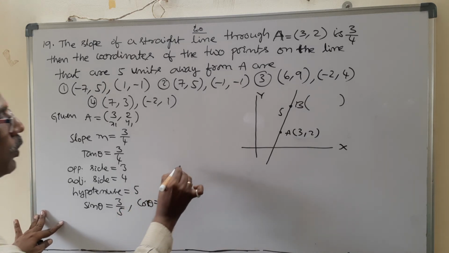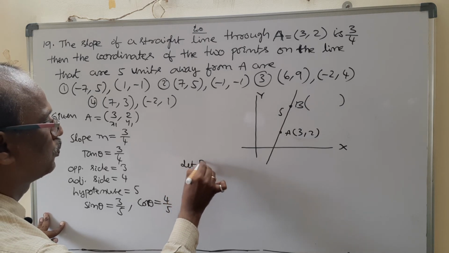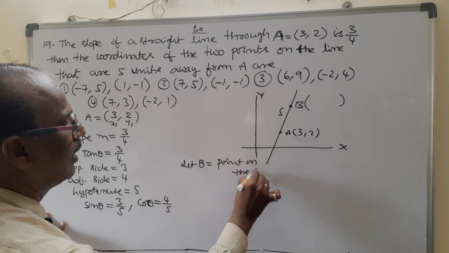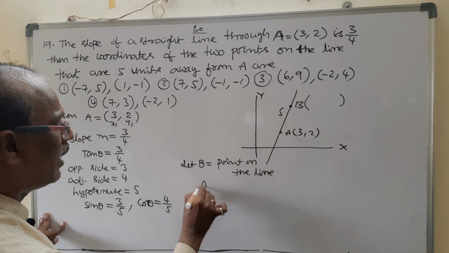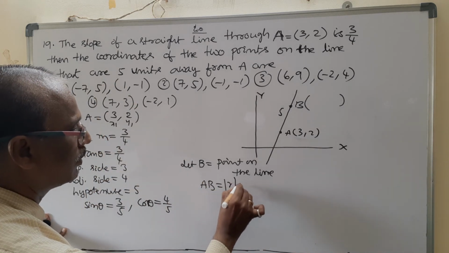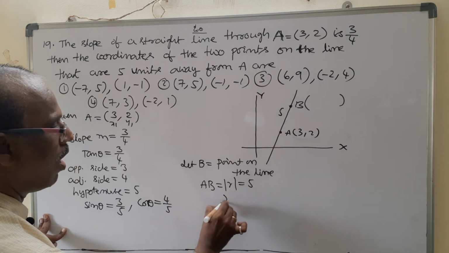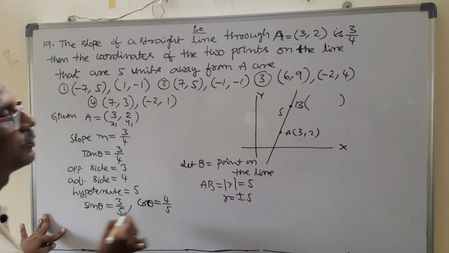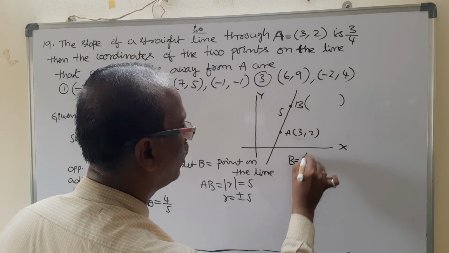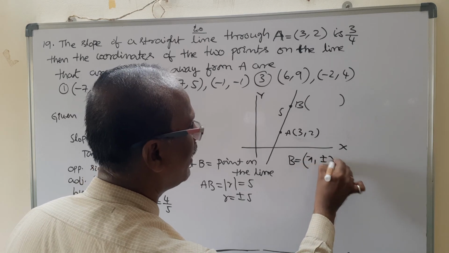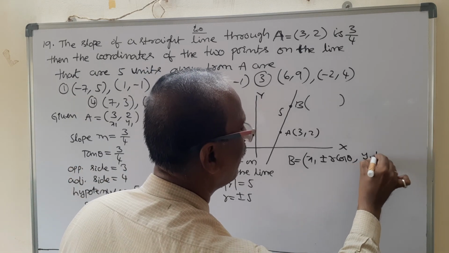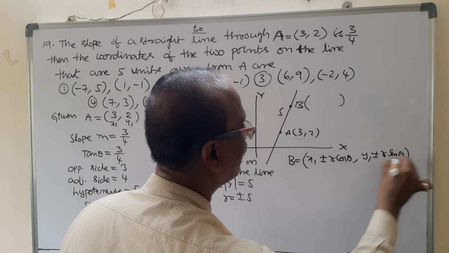Here let B be a point on the line. The distance AB is given as 5 units, that is, mod r is equal to 5, so r is equal to plus or minus 5. To find the coordinates of B, B is equal to x1 plus or minus r cos theta comma y1 plus or minus r sin theta.